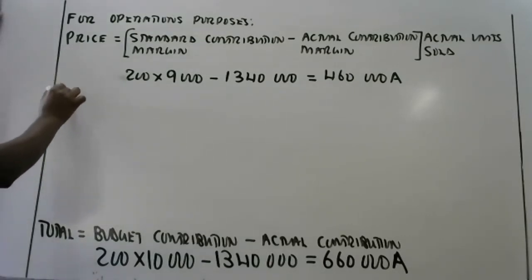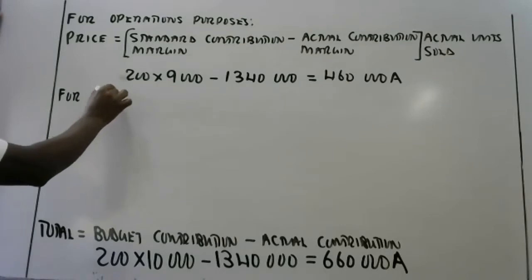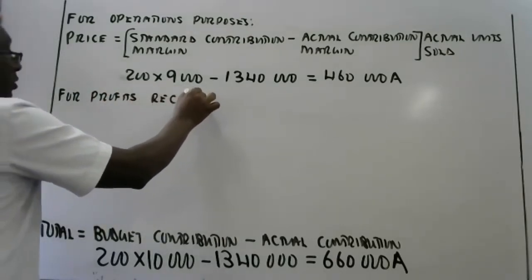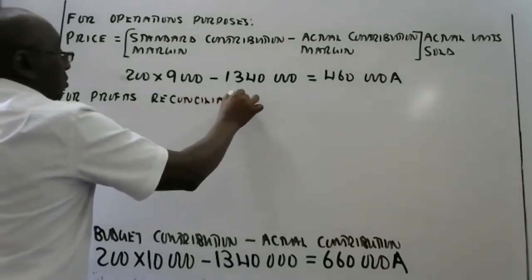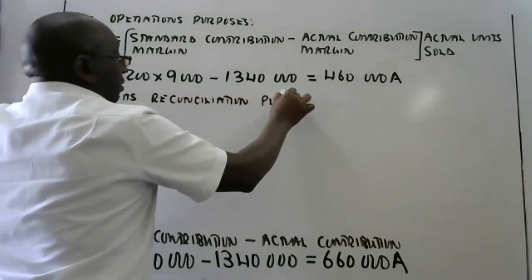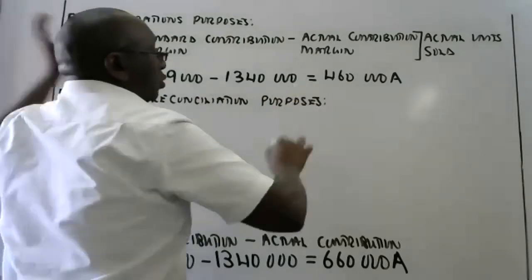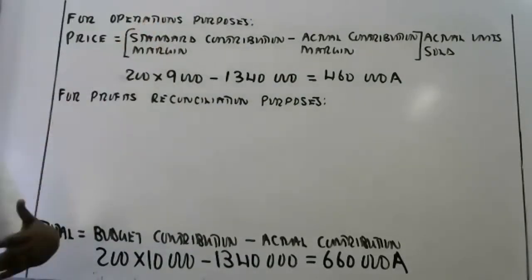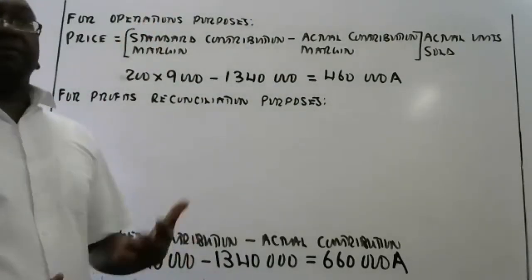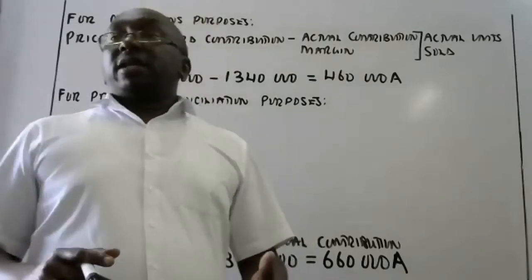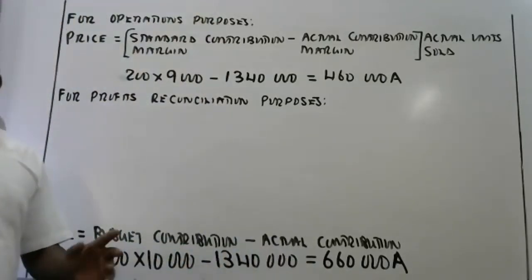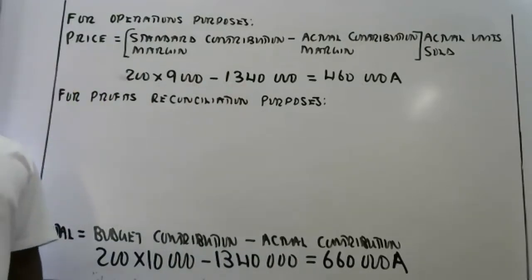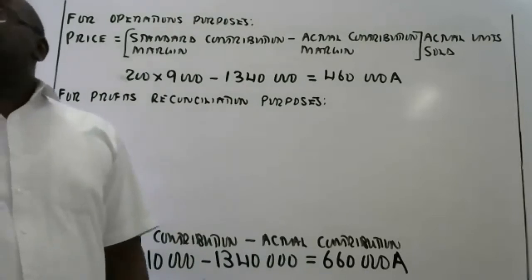Then for profit reconciliation purposes. So there are two main reasons why we compute variances. One is operations. Operations is to be how we are performing, whether we are efficient or we are not efficient. The second reason is to reconcile, to explain why these two are different. Kama hii swali yenye tunatumia, the question is about reconciliation.